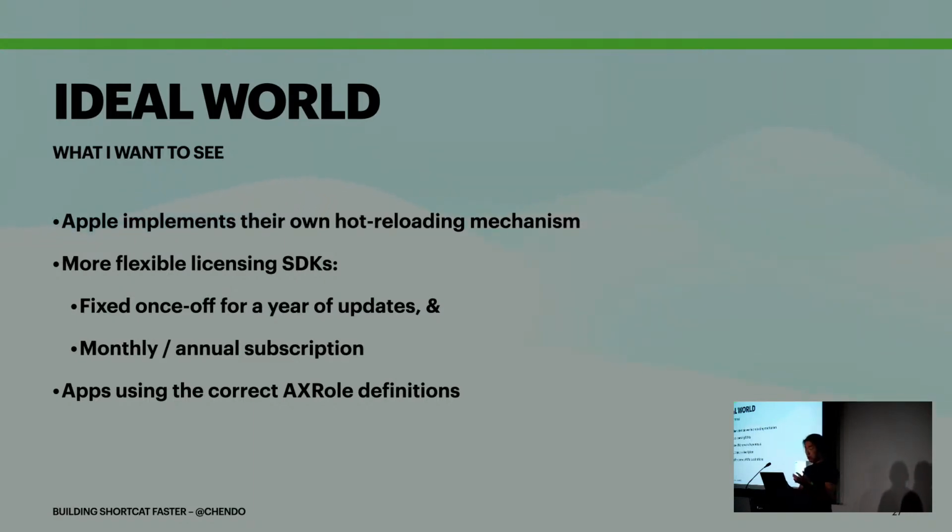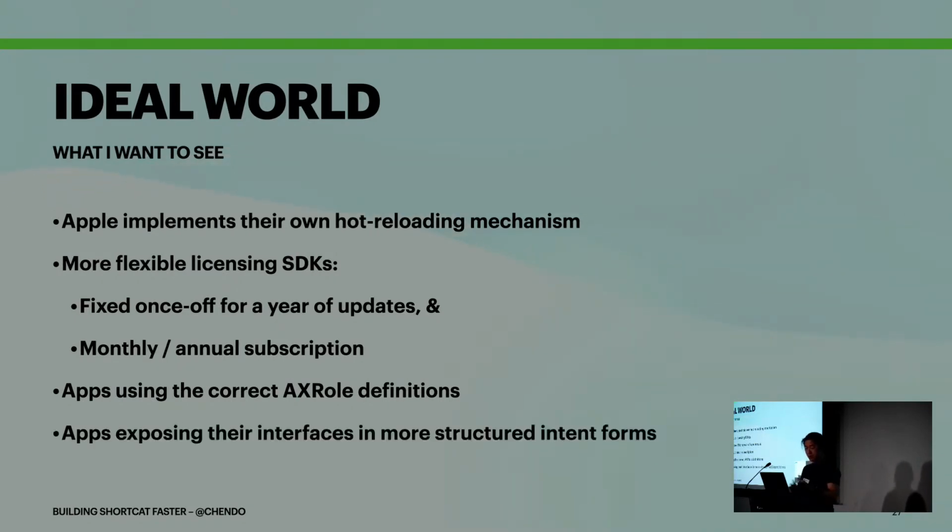Oh yeah, Shortcat also works in the browser. I think I said that already. And yeah, it works on Slack and Electron apps, which has been annoying to work with. And ultimately, I want to see more apps exposing the interface in a more structured intent form. We're seeing more of that with more apps implementing their own command palette type interfaces. I think that's honestly the future, and until then, Shortcat could probably get most of the way there.